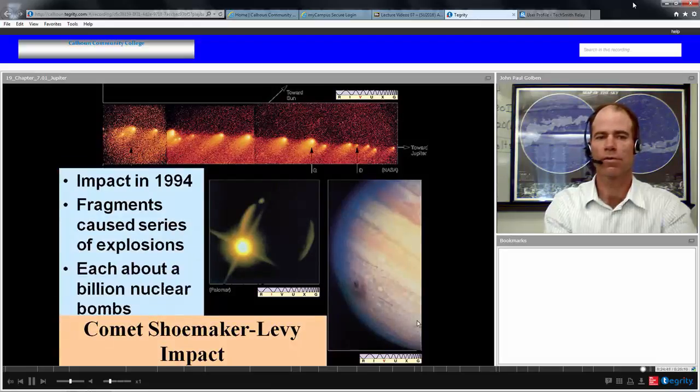In 1994, a series of explosions, each about 1 billion nuclear bombs. And one of these impact sites larger than the Earth itself.